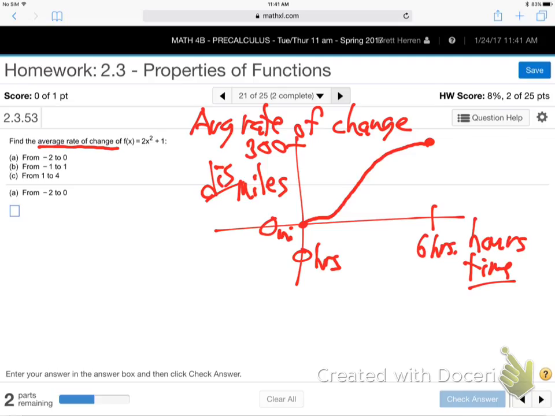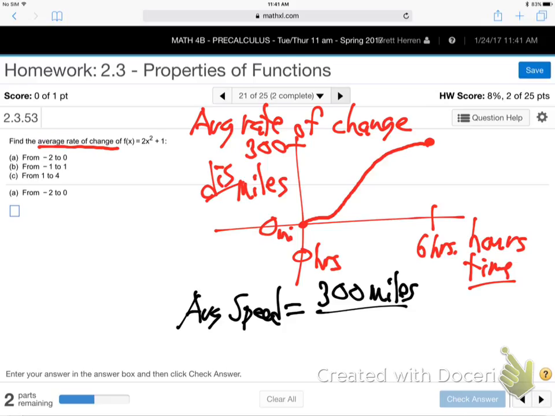So how far did we go? If somebody asked you what was my average speed that I drove on the trip, what would you say? 50 miles an hour. Yeah, and how are you coming up with that? 300 divided by 6. Because I went from 0 miles to 300 miles, from 0 hours to 6 hours. So it's really 300 minus 0 over 6 minus 0. It's just 300 over 6.